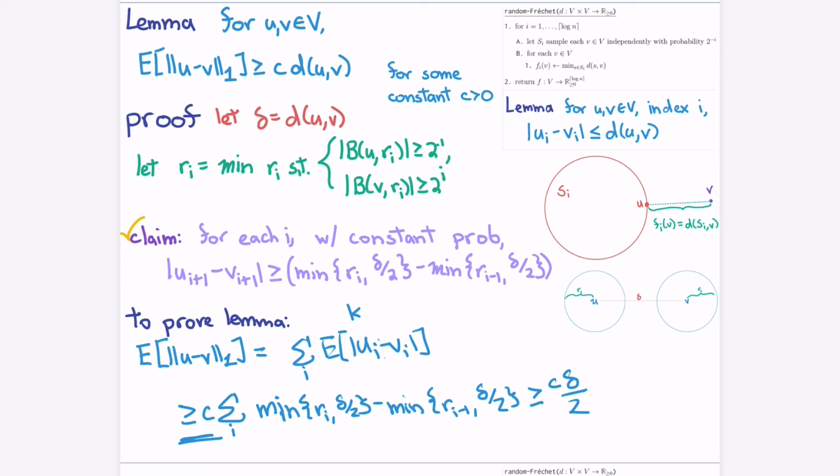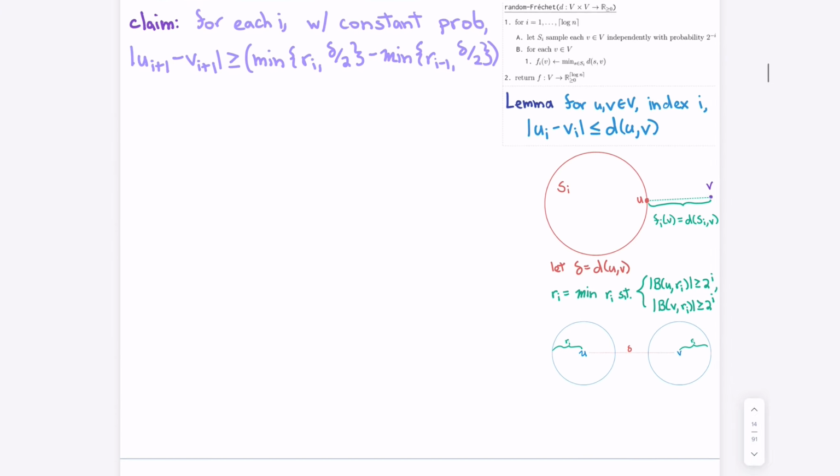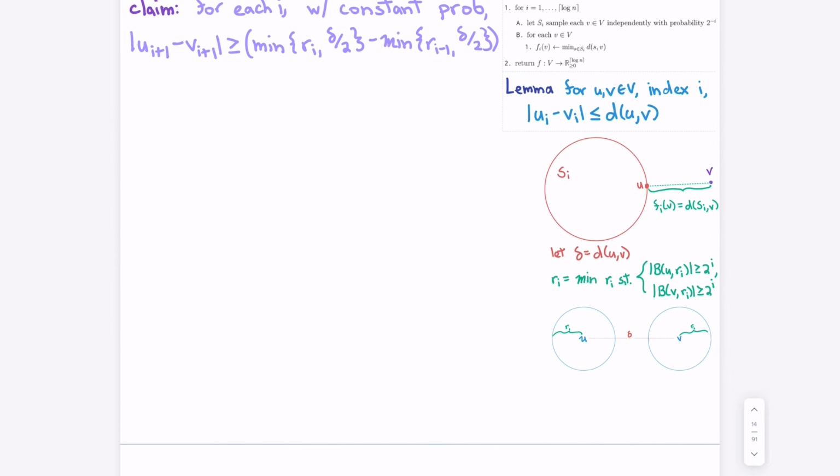So the point is that this is setting up some kind of telescoping series. If we could just focus on one scale, roughly getting r_{i-1}, that's the interesting one, then we're in good shape, and everything will follow. So let's do that. For each index i, the claim is that the (i+1)th coordinate is going to contribute a lot. So let's see.